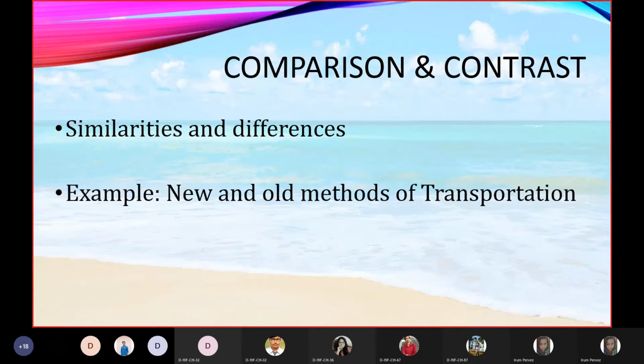So if comparison and contrast is clear, please let me know. If you have any question regarding this, please ask. If you have any question regarding comparison and contrast, please ask. If it is clear, let me know too.